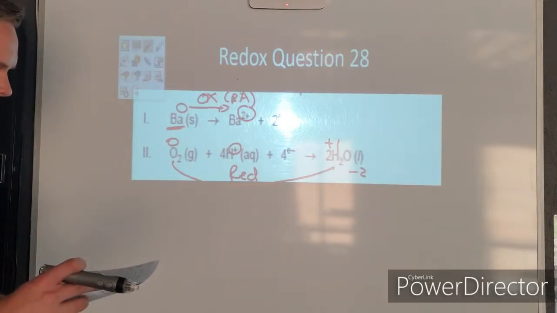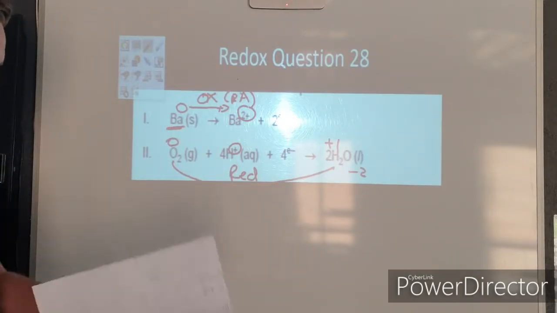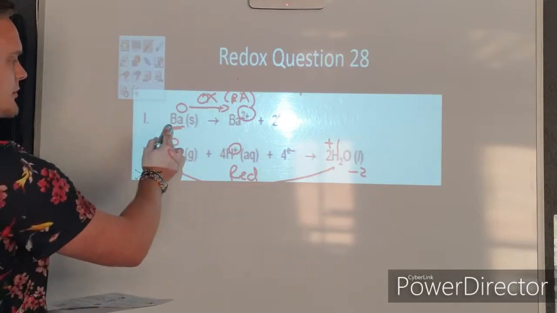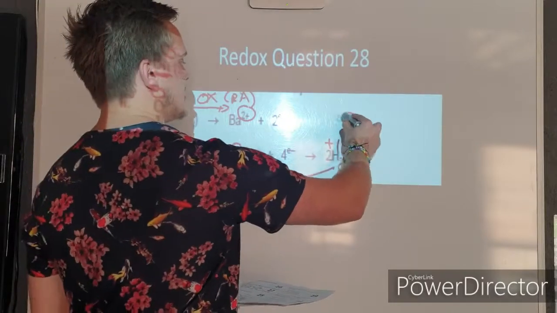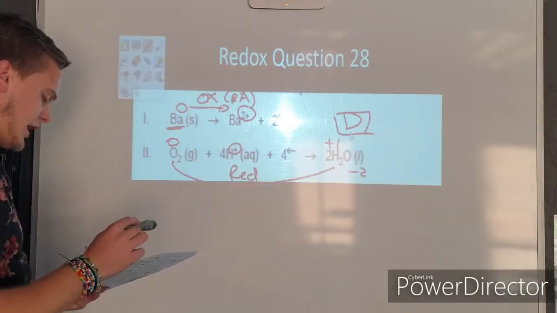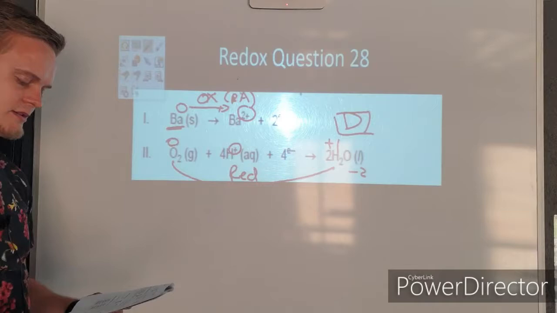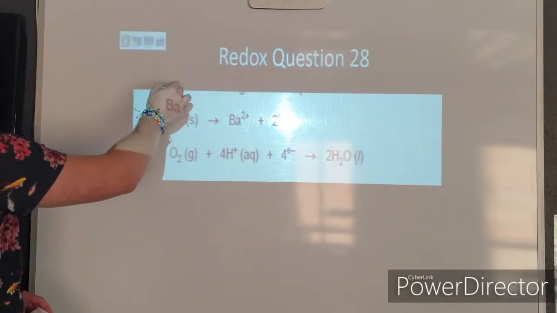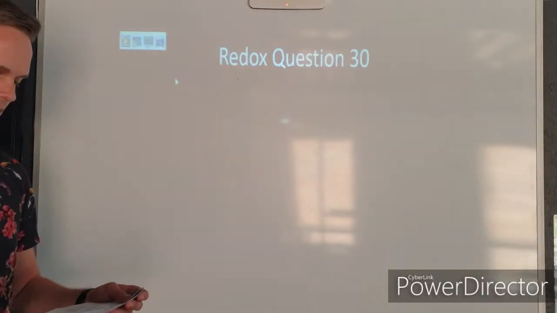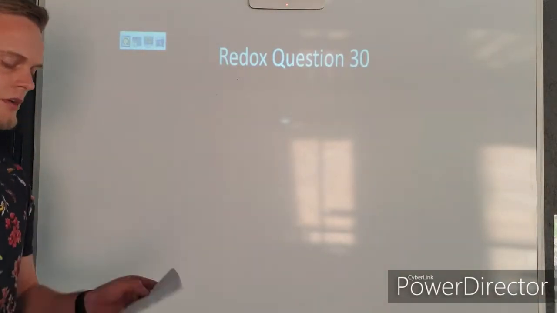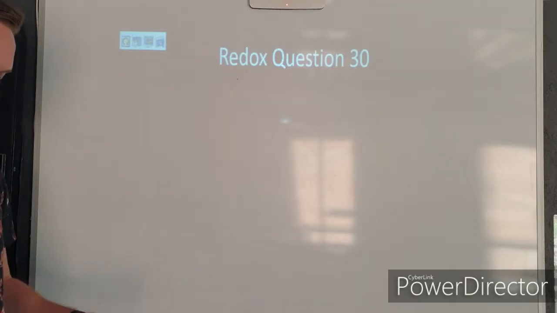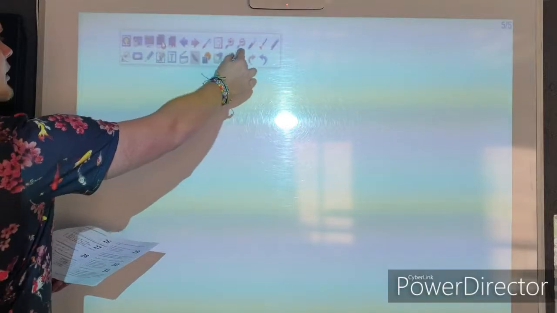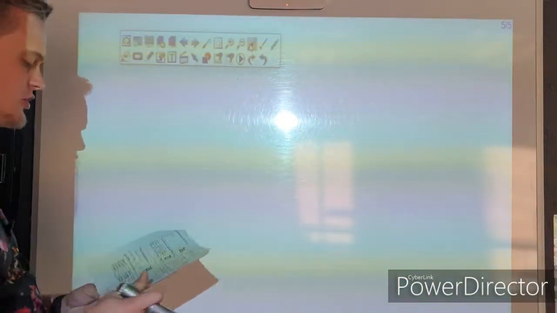So your correct options or statements will be in D, where in reaction 1, barium is oxidized and O2 is reduced. Our next question on redox reactions is question 30, where they give you hydrogen peroxide, or hair bleach, as you should know.